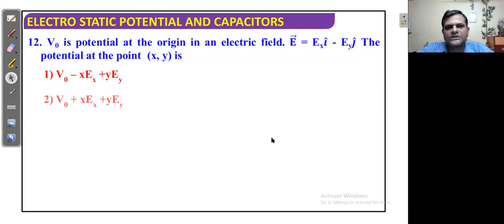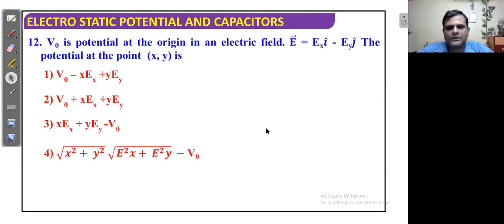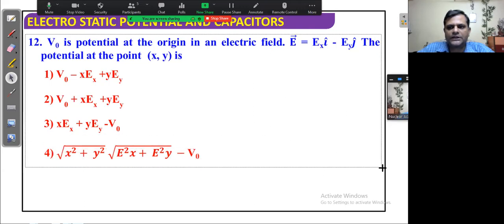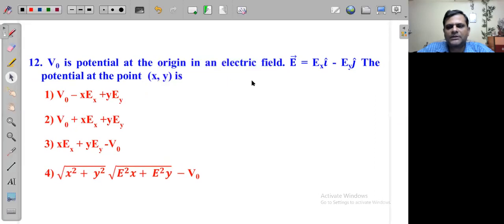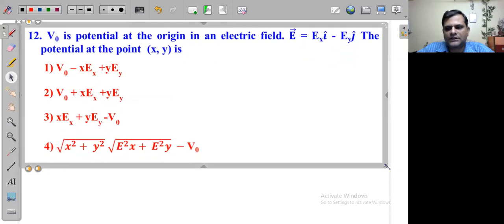V naught is the potential at origin in an electric field, which is given by E bar is equal to Ex into I bar minus Ey into J bar. The potential at the point x comma y is going to be. So that means we want to find out the potential at the point whose coordinates are x comma y in the electric field, which is given by Ex I bar minus Ey J bar. Okay, already we have done this last time.